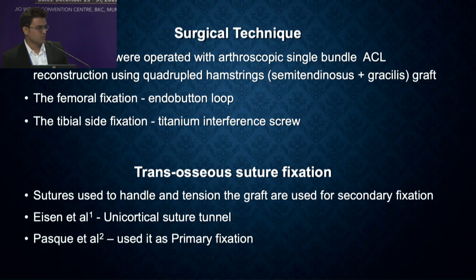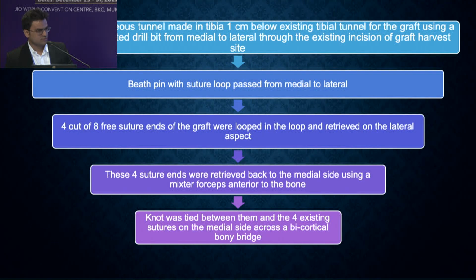The surgical technique was essentially a standard ACL reconstruction using quadruple hamstring graft. The femoral fixation was done using an endobutton loop and the tibial fixation was done using a titanium interference screw. The trans-osseous suture fixation which we have done is essentially a modification of the technique given by Eisen et al. and Pask et al., whereby the sutures that are used to handle and tension the graft are used for secondary fixation.